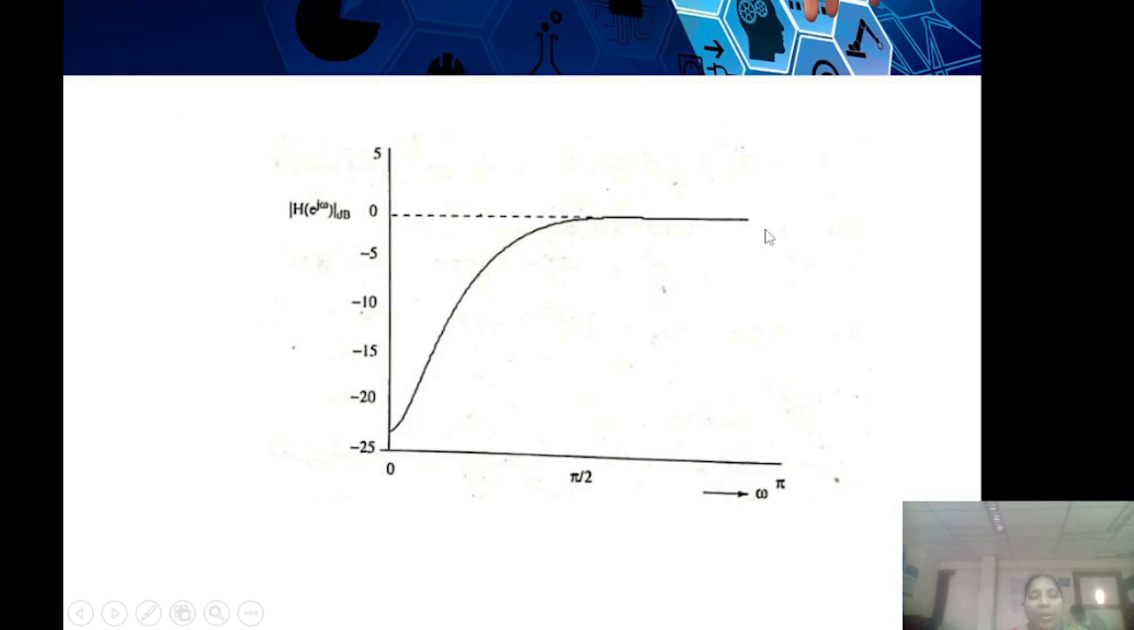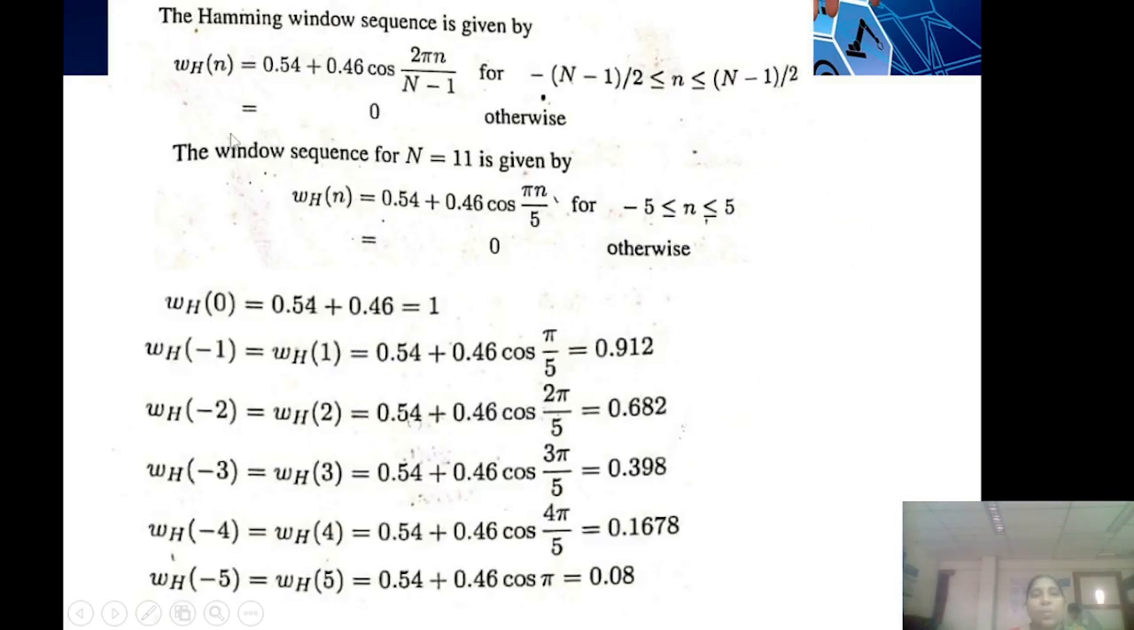So if you plot the magnitude response, this is for the high pass filter using the Hanning windowing technique. This is the final response you will be getting. The next one is with respect to the Hamming window.